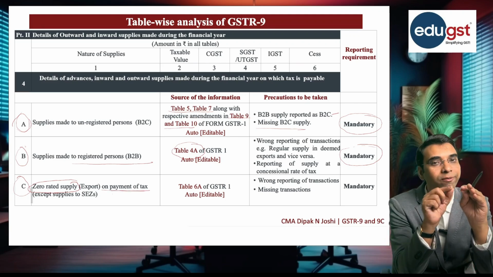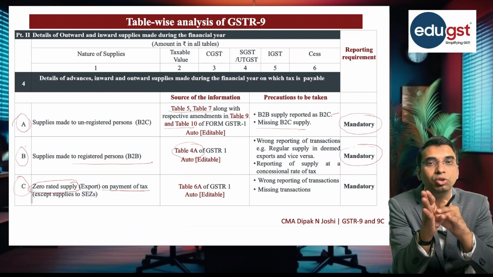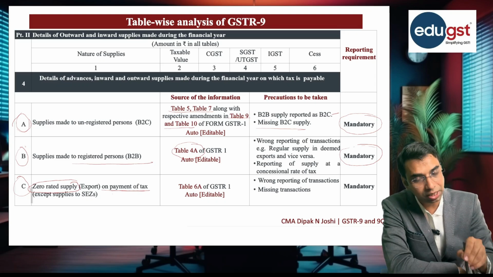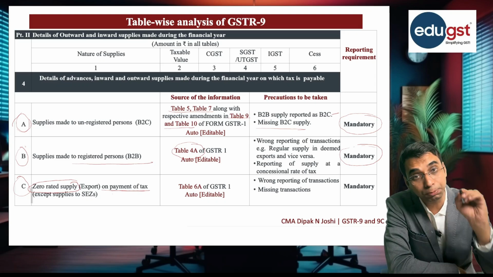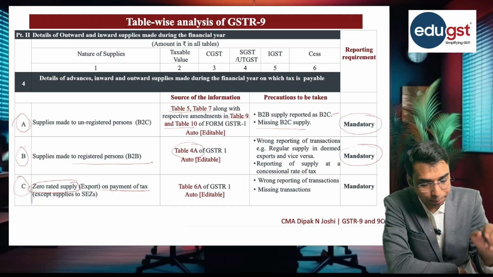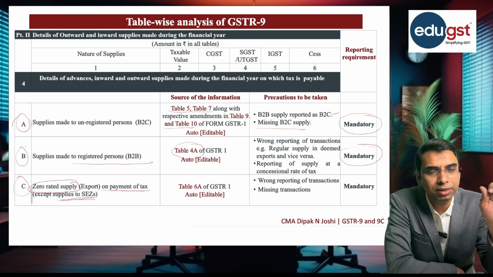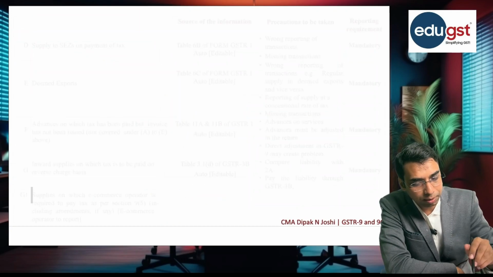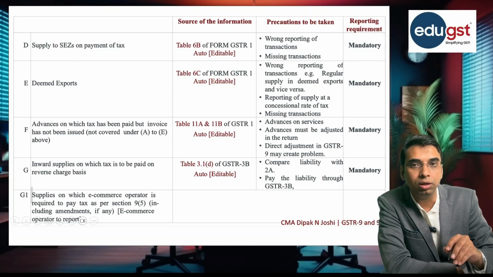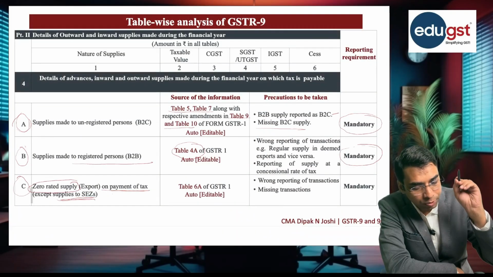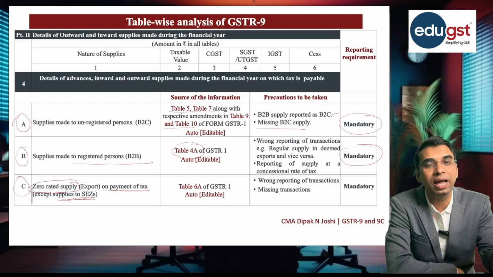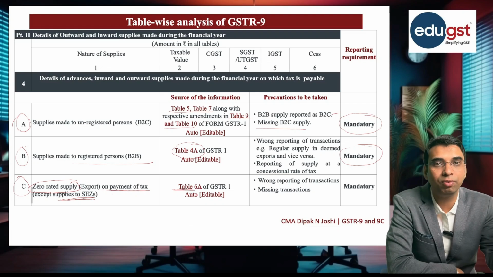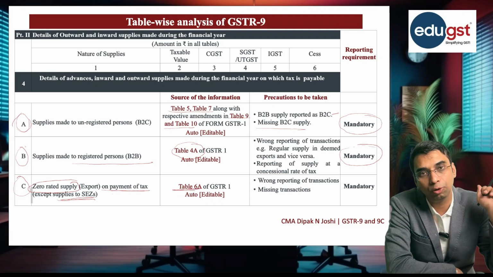Again, in zero rated supply you have got two options. Either you will make the supply with payment of tax or without payment of tax, right? So here you just required to mention zero rated supply export with payment of tax except supplies made to SEZ. If you have made any supply to a Special Economic Zone with payment of tax, it will not come in table number 4C. That will be reported in table number 4D, right? In table number 4C you only have to show zero rated supply export on payment of tax. Table 6A is the relevant table of GSTR1, from which you can fill this information.